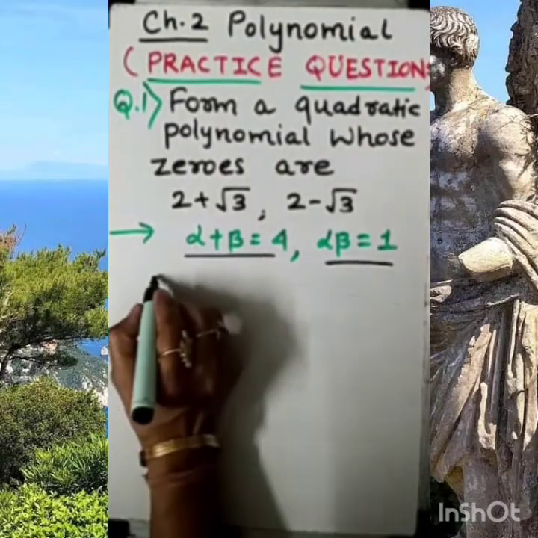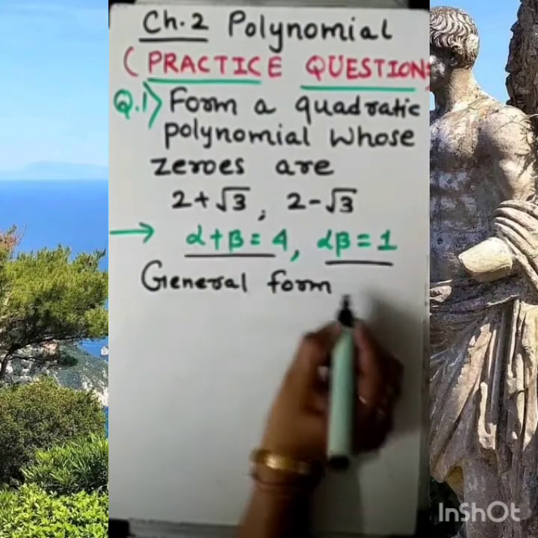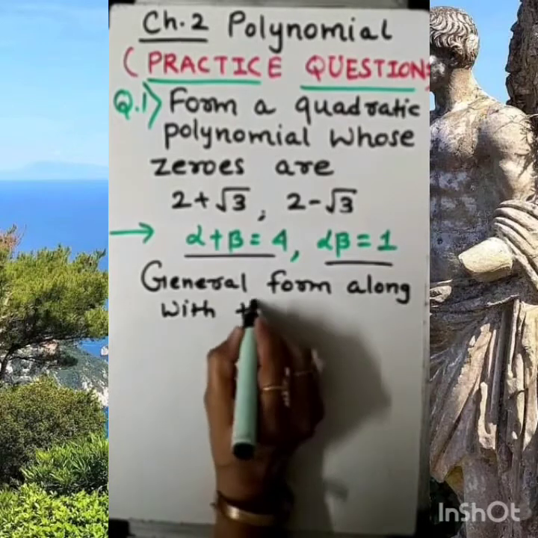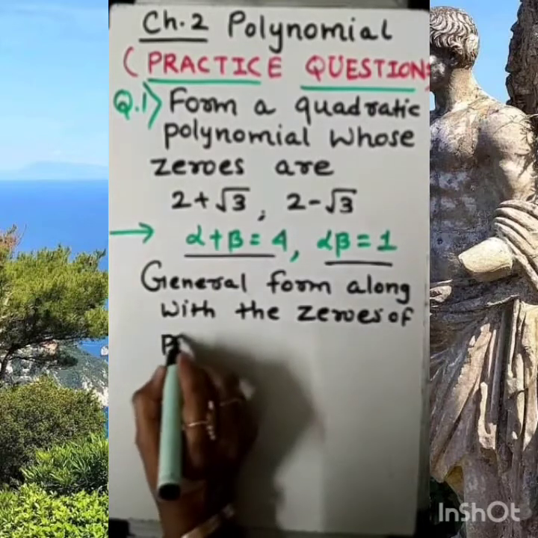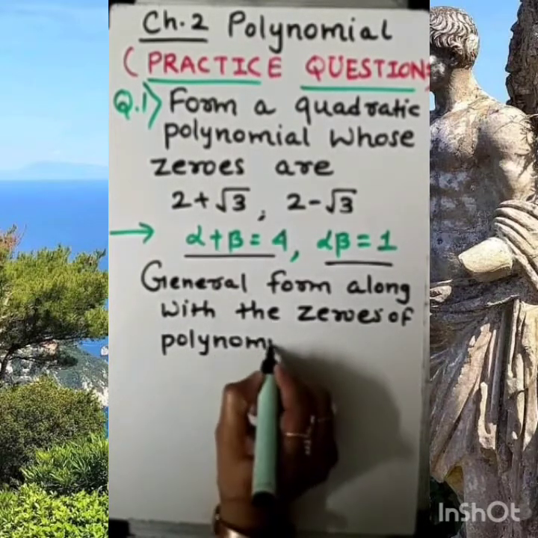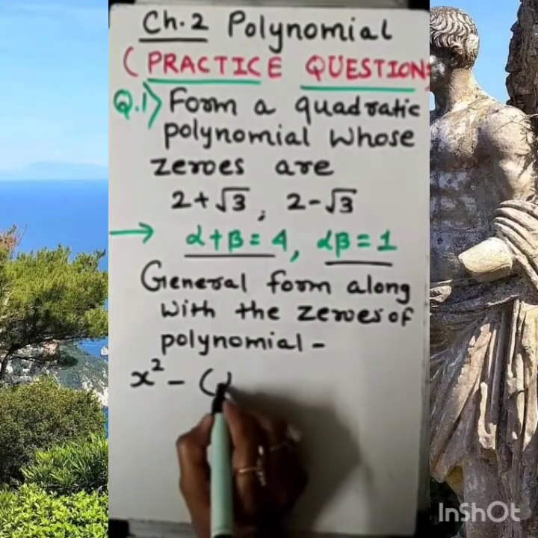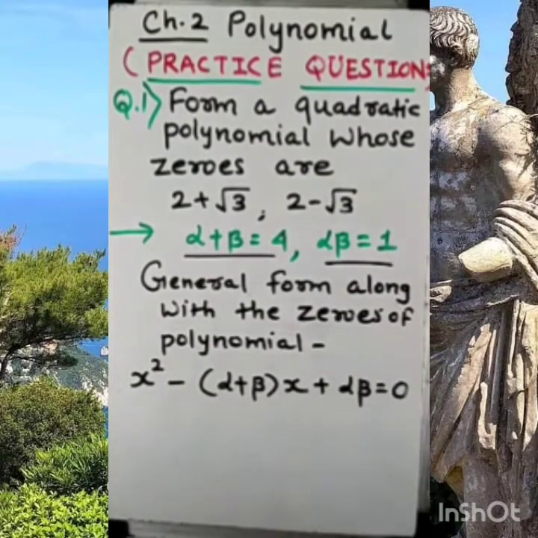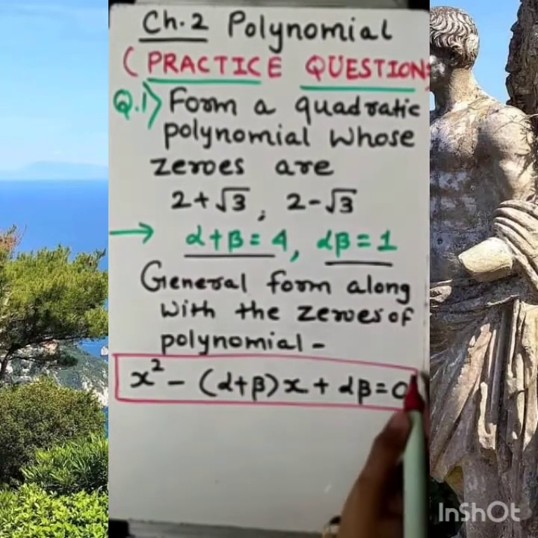Now, as we know the general form of the polynomial along with the zeros, please keep this in mind. The general form is x square minus (alpha plus beta) x plus alpha beta equal to 0. This is a very important result, so I am highlighting it and putting it in a box.